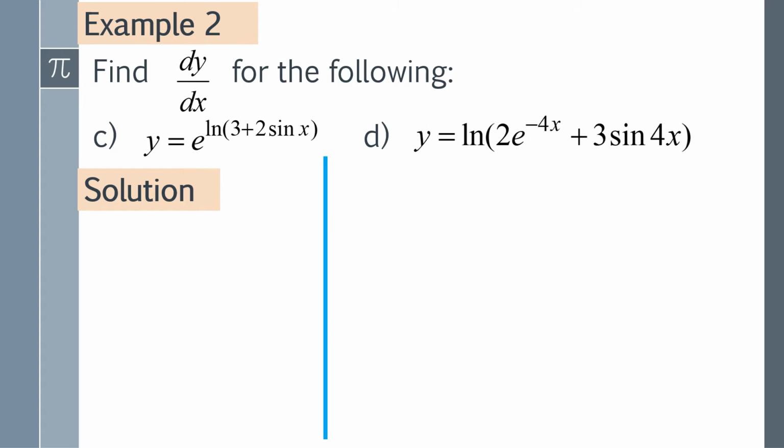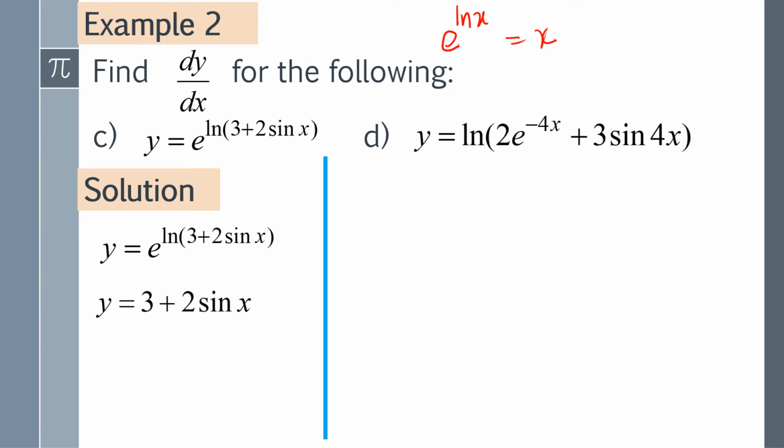Example 2c. y equals e to the power of ln(3 plus 2 sin x). For this question, we will use the law of log, which is e to the power of ln x gives x. Thus, if we have e to the power of ln(3 plus 2 sin x), we have y equals 3 plus 2 sin x. Then we can differentiate easily. We have dy/dx equals 2 cos x.